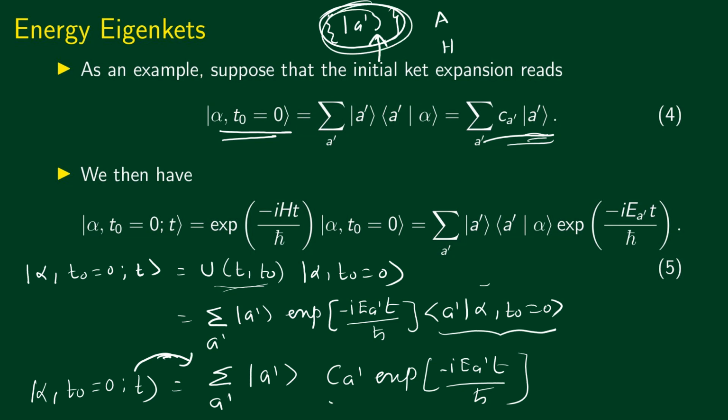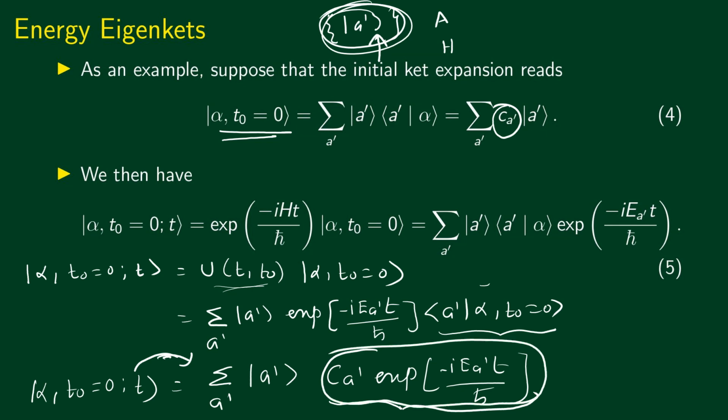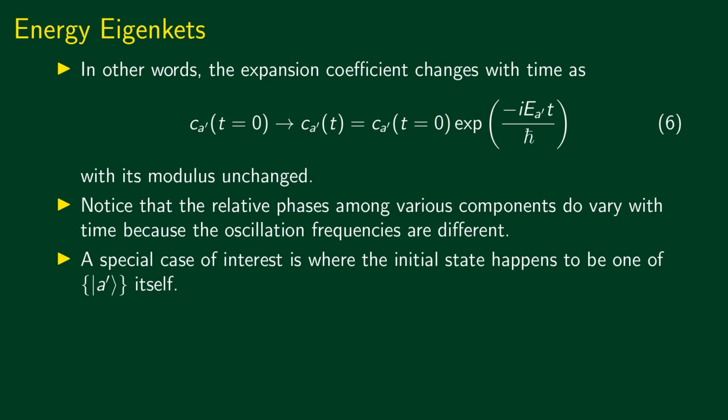But the expansion coefficients now are Ca prime multiplied by exponential minus Ia prime t divided by h bar. So initially the expansion coefficients are just Ca prime. At a later time the expansion coefficients have changed to Ca prime exponential minus Ia prime t divided by h bar. Okay. What we have seen is that if the base vectors that we choose are also energy eigenkets, then the time evolution can be represented quite in a simple manner.